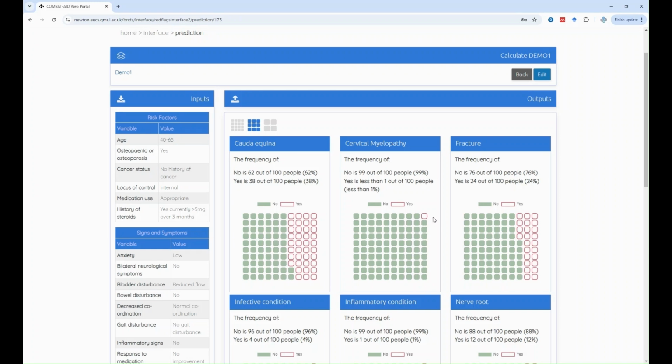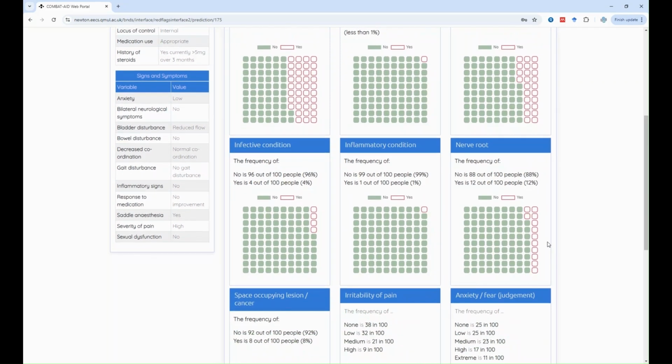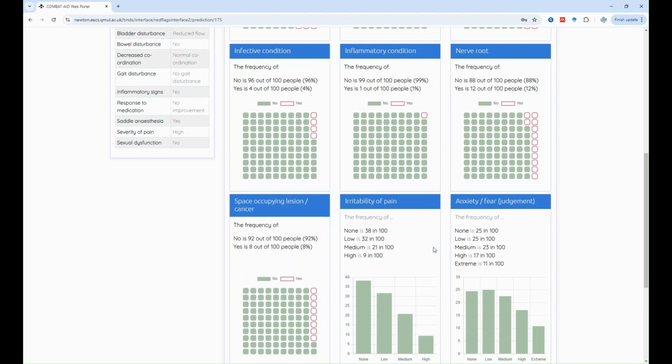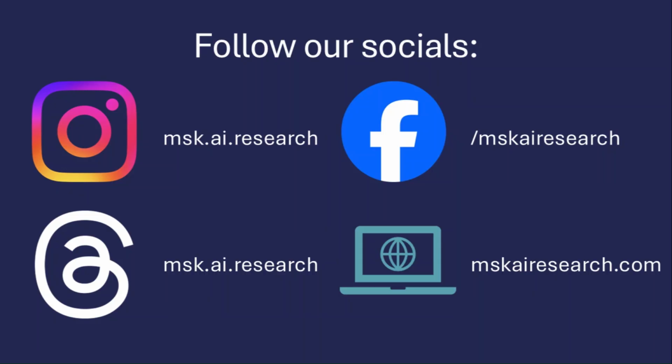We can see here this particular patient has got an increased risk of cauda equina and fracture, which is indicated by there being more red in the icon array. Further down, we can see that infective condition and inflammatory condition, slightly less probability, so slightly more green on the graph. We also have some information about some other conditions that may also be having an effect on these patients that present with red flag symptoms.